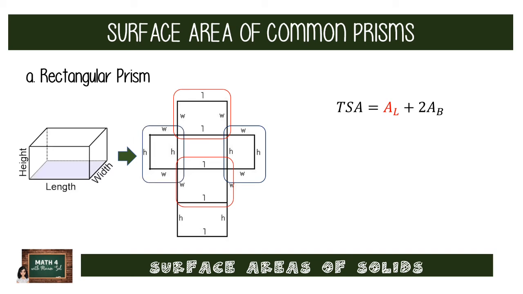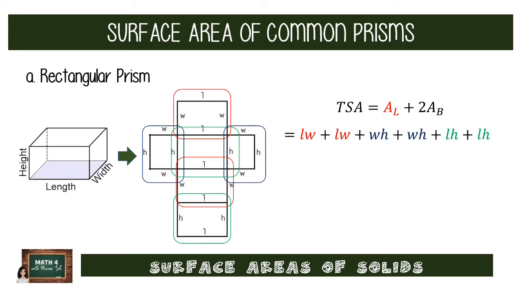In this notation, the base and height of the respective rectangles are denoted by the dimensions of the rectangular prism itself. So you have LW plus LW plus WH plus WH plus LH plus LH. This can be further simplified into 2LW plus 2WH plus 2LH. Or if 2 is factored out, we will have the formula 2 times the quantity LW plus WH plus LH.